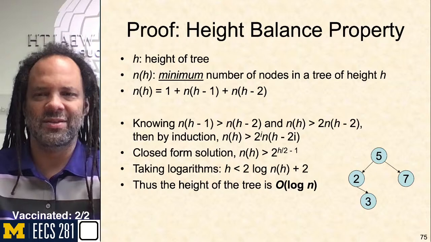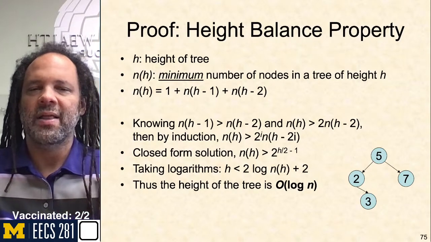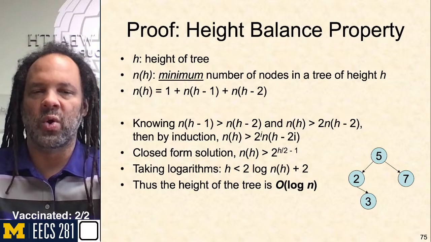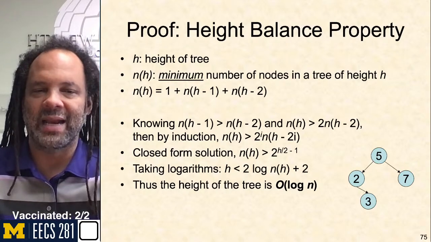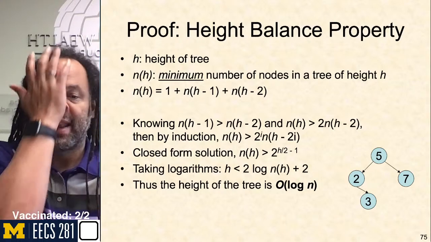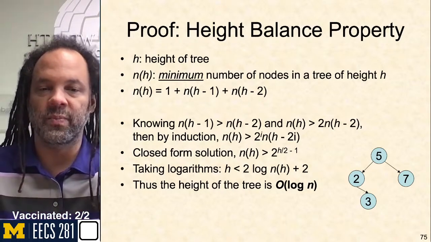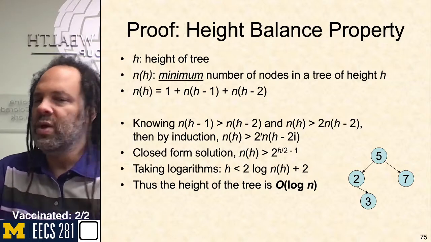You got me now? This is a 281 style proof. Talk about some things and wave some hands. But the number of items has to be greater than the total number of items in the short side, because there's got to be a tall side. So we can simplify that a little bit and say n of h is greater than 2 times n of h minus 2. Then we wave our hands here.